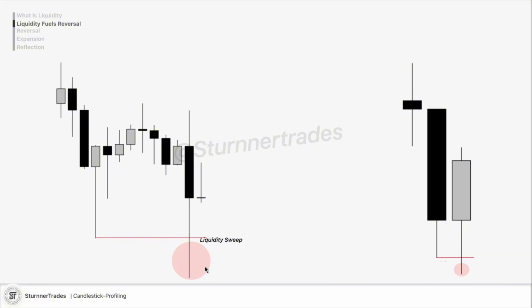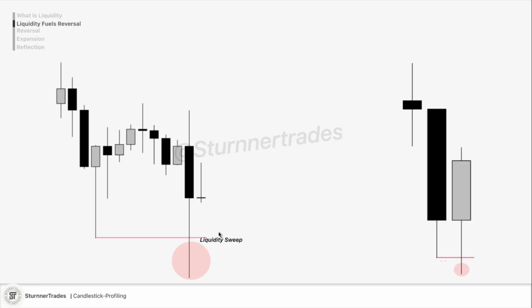When that sweep happens, smart money traps traders. On the spike below that low, breakout traders are trying to go short, and also early buyers' stop losses are resting right under that same low. This is where we start anticipating a reversal, because when smart money grabs that liquidity, they are usually trying to deliver it in the opposite direction. It's not random, it's a trap disguised as continuation.